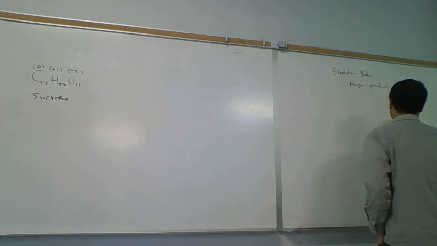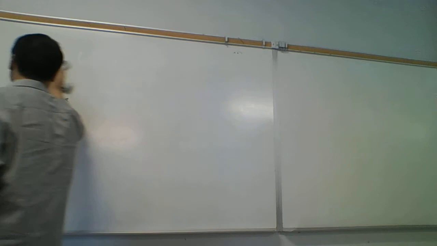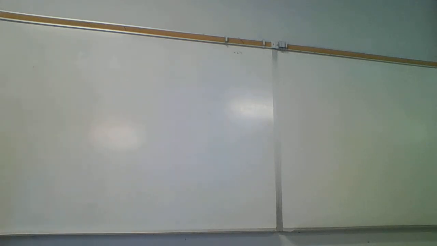Well, this is what we can figure out. We can use skeleton redox to figure it out. It doesn't matter if it's sucrose, glucose, ethanol, methane. We can always figure out what the half reaction is. And so the skeleton method is to determine what the half reaction is.